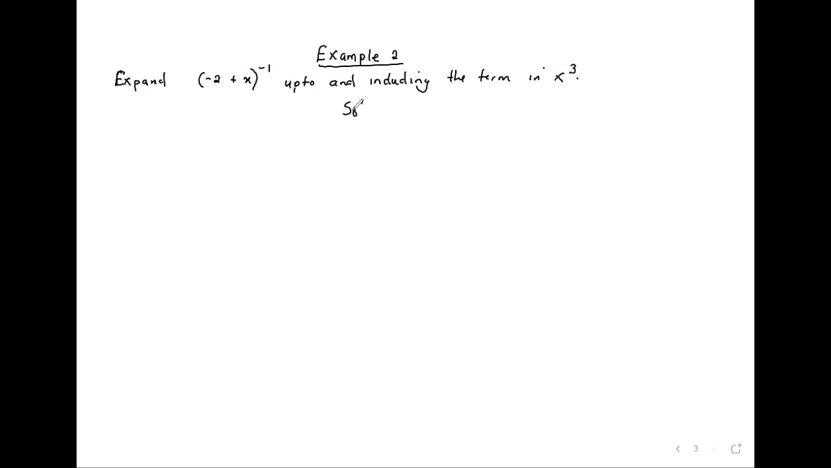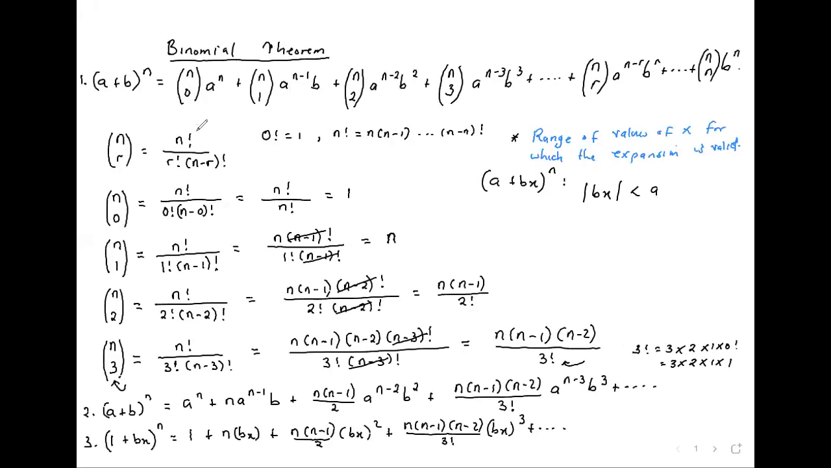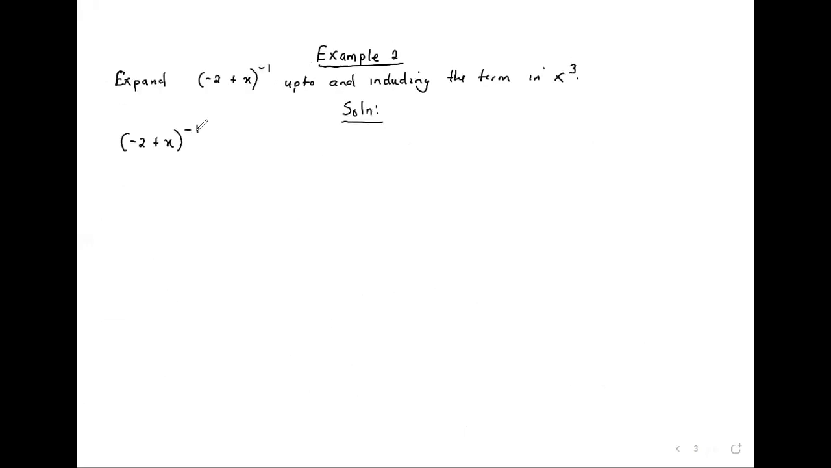So you say solution. This is -2 plus x to the power -1. But this does not look like the third expansion. It looks like the second expansion. And so we'll have issues dealing with A and B. You expand, you power -2, you also power x. We'll have a lot of work. So what we do is we make it be in the form of 3.